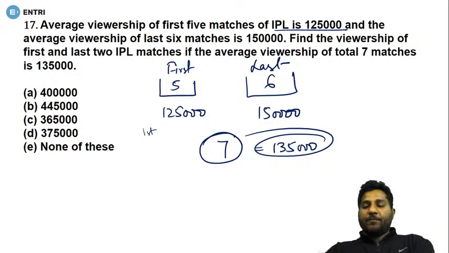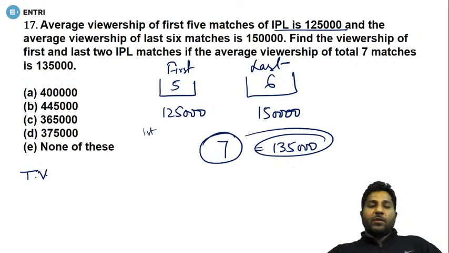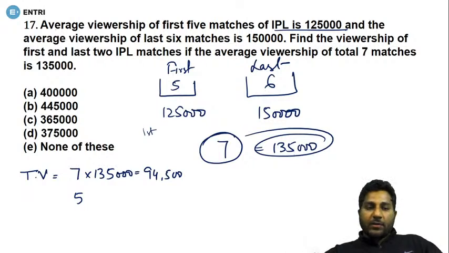Very good, Rani. Look how you are going to solve this question within time. It's a lengthy question. Let's find the total viewership. The total viewership of 7 matches was 7 into 135,000, and that makes the total 945,000. Now the first five, 5 into 125,000, is 625,000.